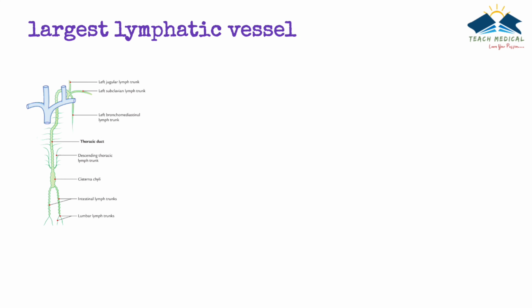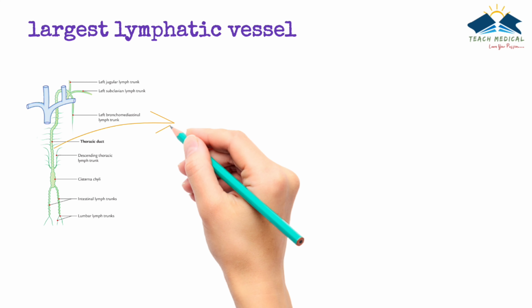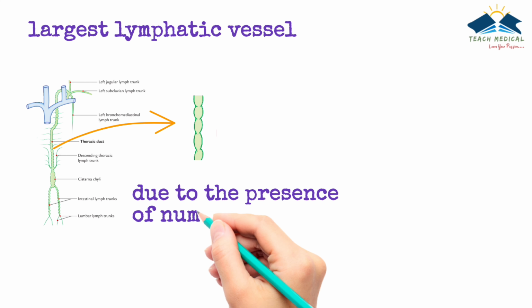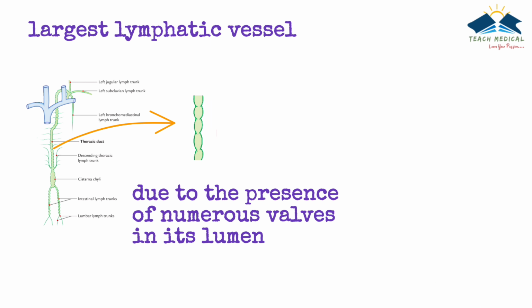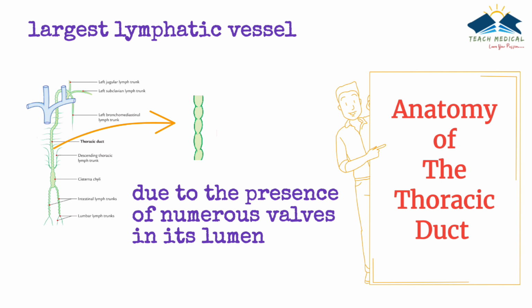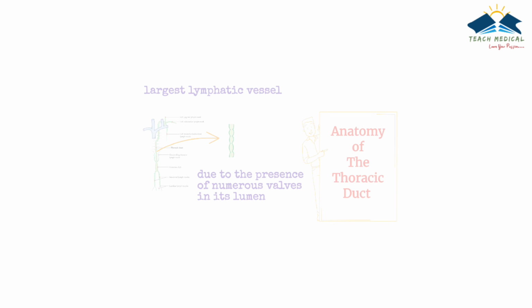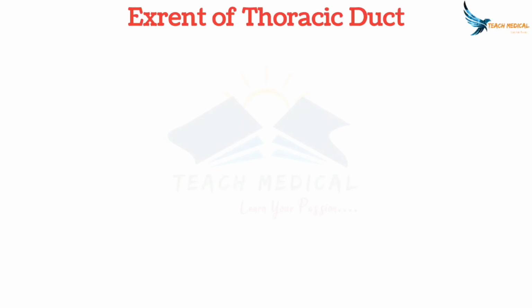The thoracic duct is the largest lymphatic vessel which drains lymph from most of the body into the bloodstream. The duct appears beaded due to the presence of numerous valves in its lumen. In this video we shall look at the anatomy of the thoracic duct, its area of drainage, extent, relations, tributaries, and development. Extent of thoracic duct.